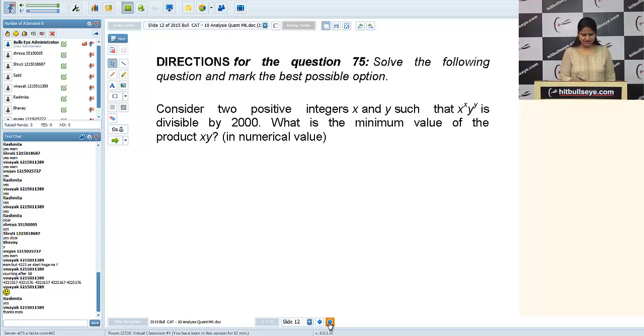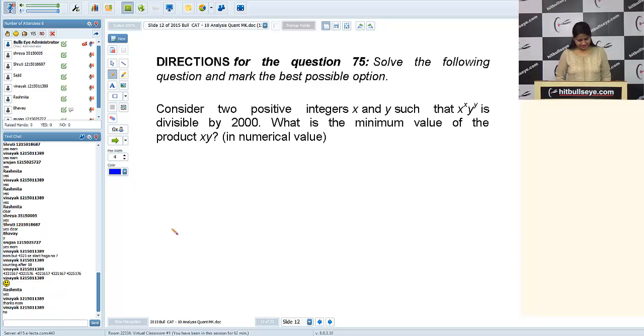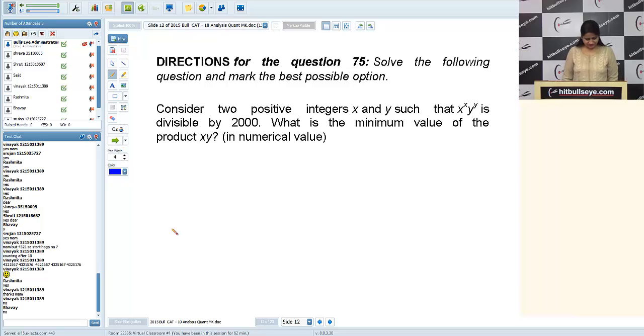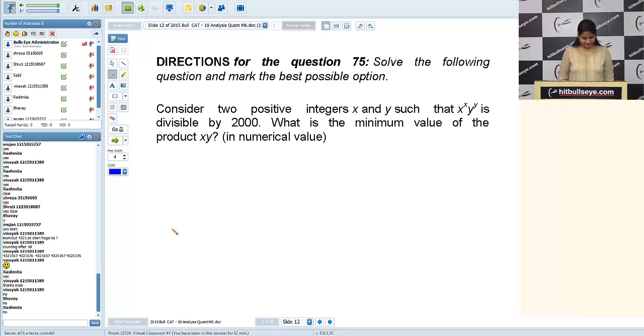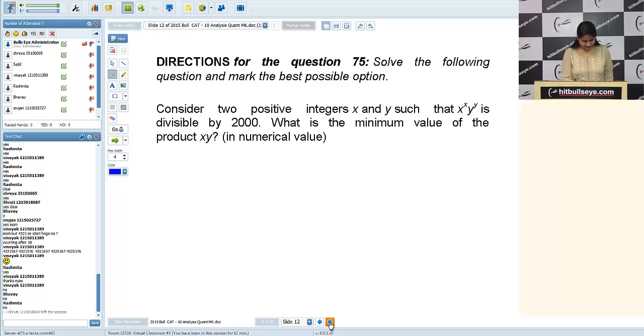Yes, that was a hit and trial question, 75th. Any problem in this? That was a hit and trial. You will write the prime factorization for 2001. You will take x raised to power x. You will try to make that. Okay, let us move further.